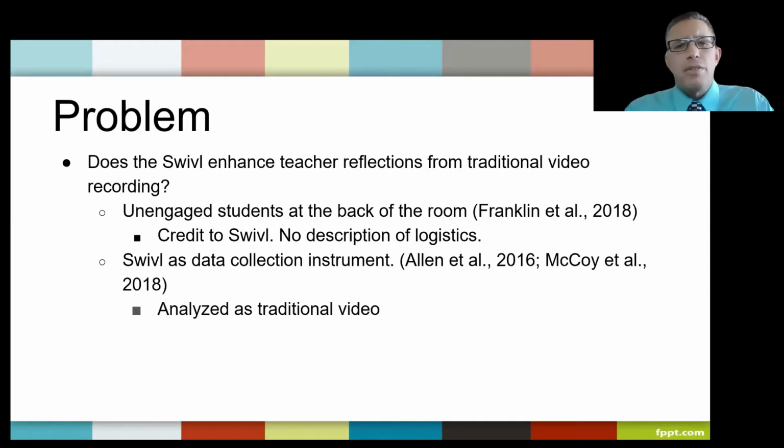Other studies have used the Swivl as a data collection device, but the data was analyzed as if it were traditional video and gave no description of how it improved the type of data that they collected.